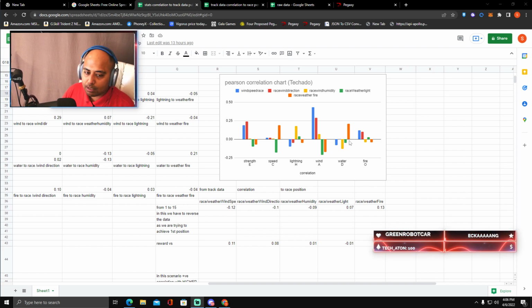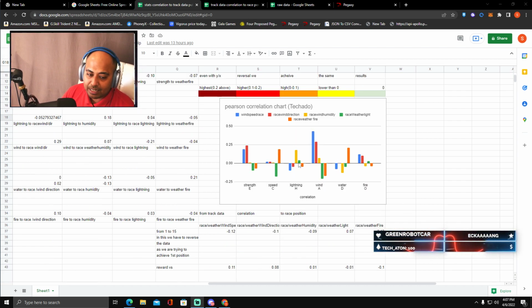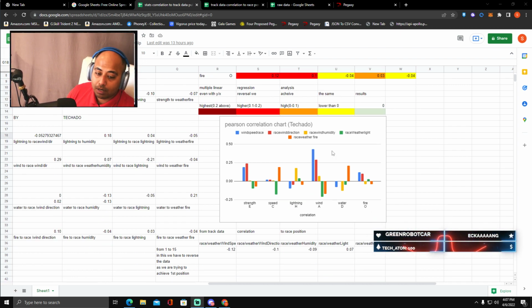So we are going to finish this episode by letting you know that if you compare strength, strength is affecting only two parts of a stadium, which is speed and direction, race wind speed and race wind direction. Speed doesn't have that much of a correlation, but speed is definitely affecting a lot in weather fire, as you can see. Lightning has got a very low correlation in the humidity arena of this one. But wind, again, has got a very, very big correlation, and it's affecting literally the whole race. The whole race is affected by wind.